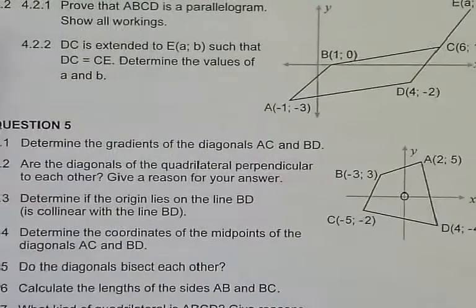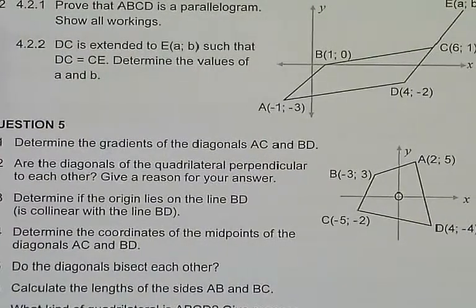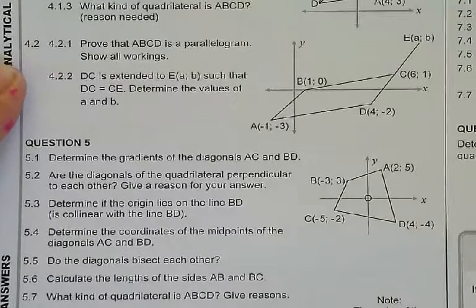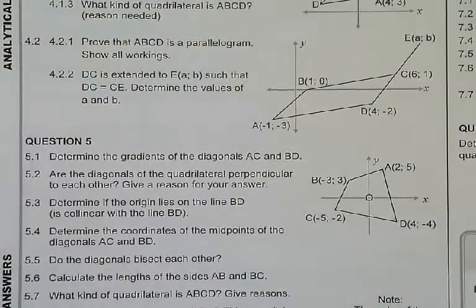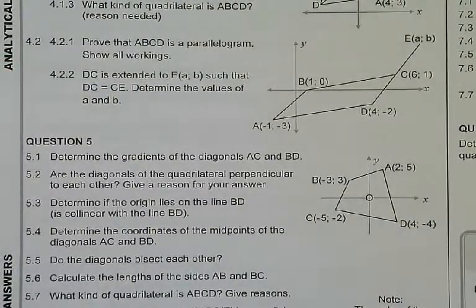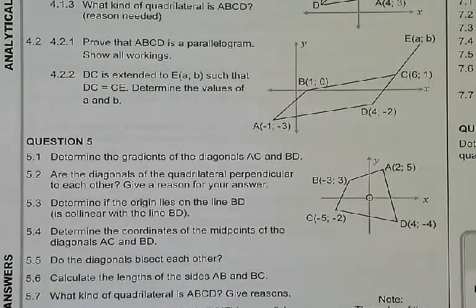So there is my information given to me on a Cartesian plane. Can you all see that? I do not want number 7. We're also going to do it together because of time. So the first thing, determine the gradients of the diagonals AC and BD. So please just find the gradients of AC and BD for me very quickly.